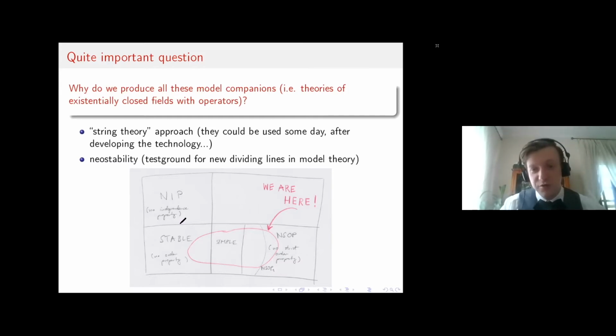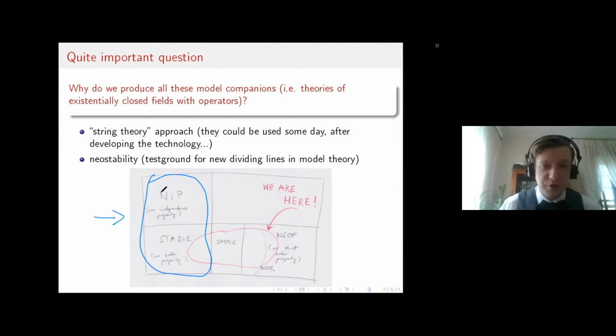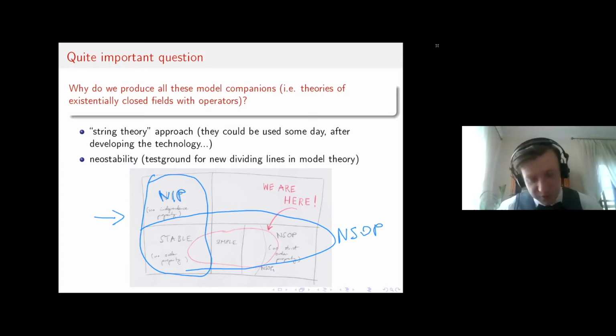And I drew this classical map. It's called the map of the universe. If you don't know it, you can just go to forkinganddividing.com. It's a website made by Gabriel Conant, and it's quite nice. It shows how model theory sees the universe. So here you have NIP, that's NIP, right? And here you have NSOP. I will give a precise definition which we need in a moment. And here at the intersection we have stable.